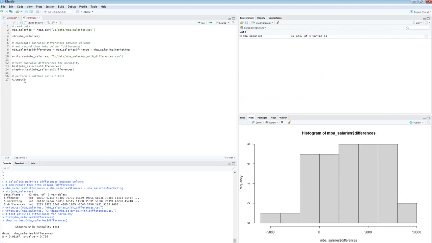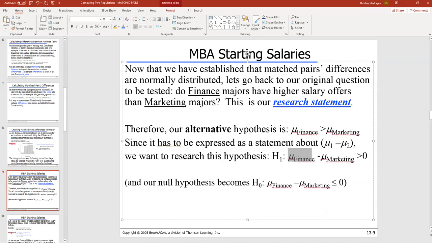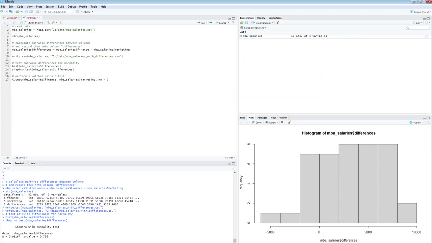So here I'm going to say t-test, it's MBA salaries $ finance, comma. The second column is MBA salaries $ marketing, right? And now I have to say what is mu, but again, just like in the previous lecture, mu here is not mu1 or mu2, but the hypothesized value for the difference mu1 minus mu2. Now we're comparing the difference mu1 minus mu2 against 0, and that's exactly what I have to put here. So the hypothesized difference between column 1 and column 2 is 0.